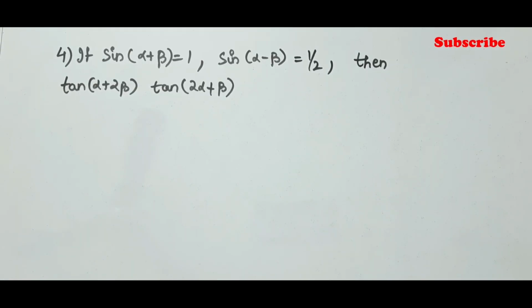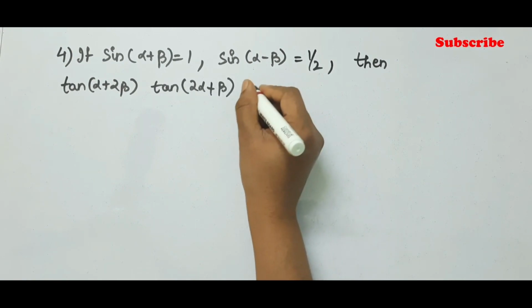Next problem. If sin of (alpha plus beta) is equal to 1, sin of (alpha minus beta) is equal to 1 by 2, then tan of (alpha plus 2 beta) into tan of (2 alpha plus beta) is equal to what?